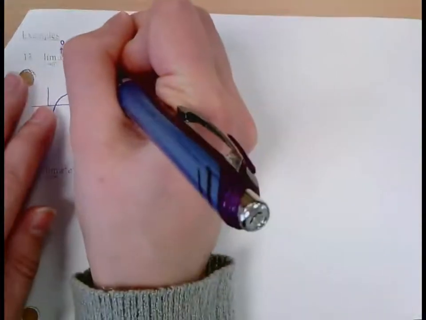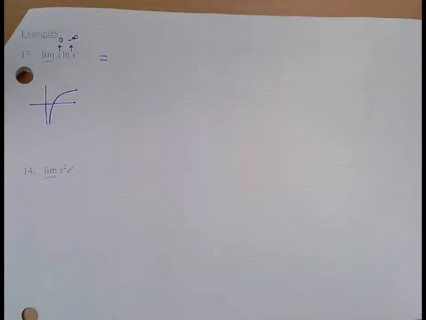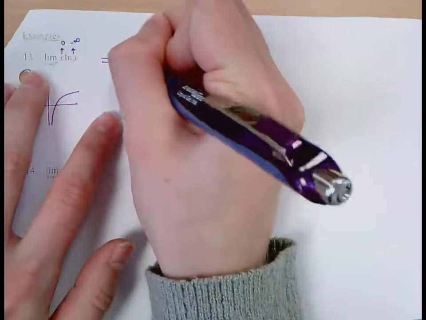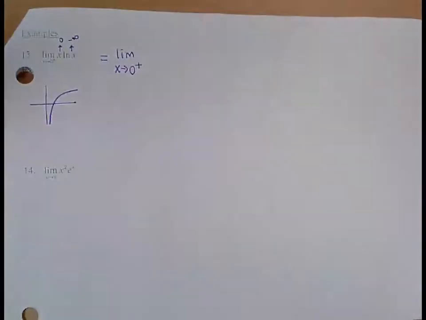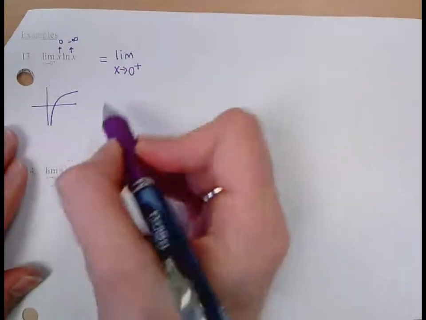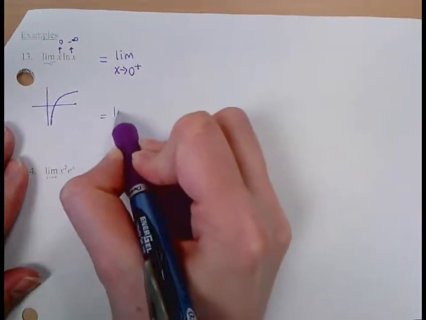So what you can do is you can rewrite this. What you can do is there are two ways you can rewrite it. You can rewrite it as a quotient. Okay, so I'm going to show you both forms.